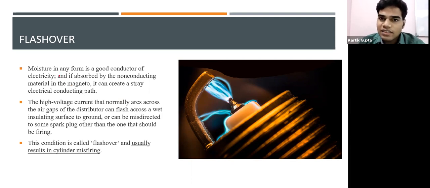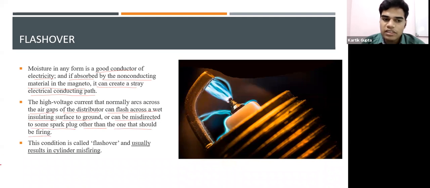Moisture, if it's present inside the engine due to any reasons, is also a good conductor of electricity. Why? Moisture is not air, it's air with water particles. If it's absorbed by the non-conducting material in the magneto, it can create stray electrical conducting paths. You should remember that these are extremely high tension voltages. The high voltage current that normally arcs across the gaps of the distributor can flash across a wet insulating surface to the ground and can be misdirected to a spark plug other than the one it should be firing.